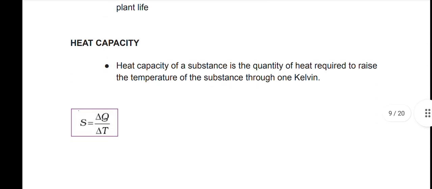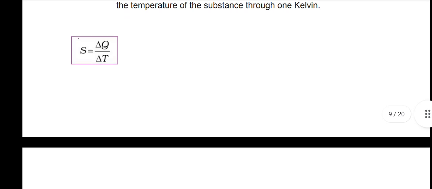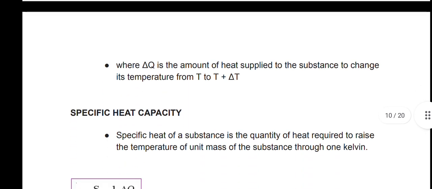Heat capacity. Heat capacity of a substance is the quantity of heat required to raise the temperature of the substance through 1 Kelvin. S is equal to delta Q divided by delta T, where delta Q is the amount of heat supplied to the substance to change its temperature from T to T plus delta T.